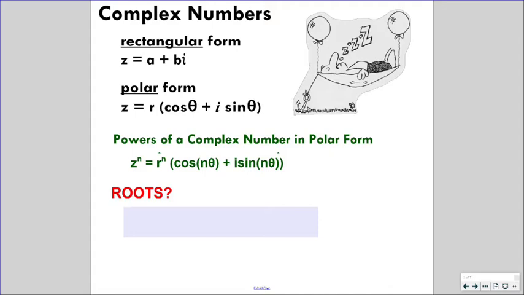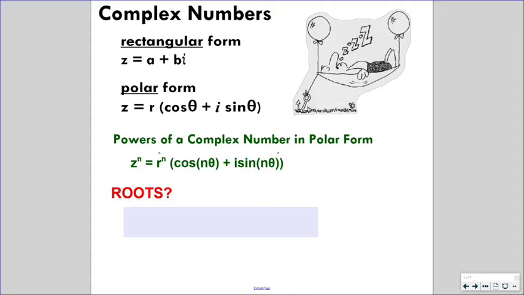All right, so review really quickly of the last lecture. Complex numbers in rectangular form look like the top equation. There's z is equal to a plus bi. There's that real component represented by a, and then the imaginary component represented by b. We just did a lecture on converting complex numbers in rectangular form to polar form. And then the polar form looks like that. Z is equal to r times the quantity cosine theta plus i sine theta. And we can convert between the two, and then we can multiply complex numbers in polar form.